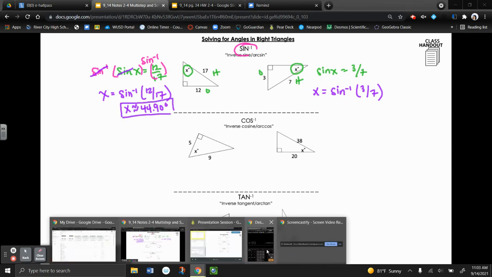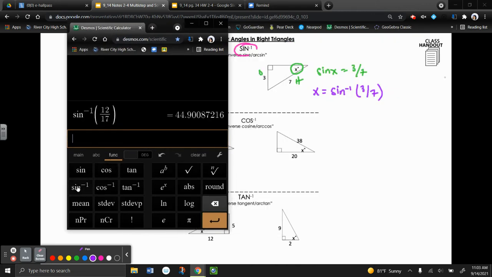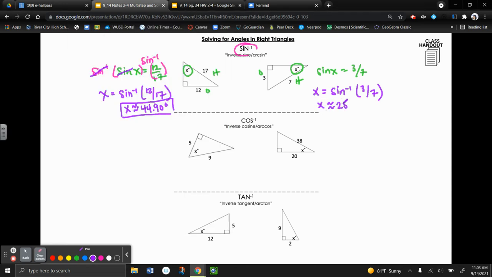Okay, the second one, again, we're using inverse sine. So we hit inverse sine, 3 divided by 7, we get 25.38. Remember to put a degree symbol since this is an angle.